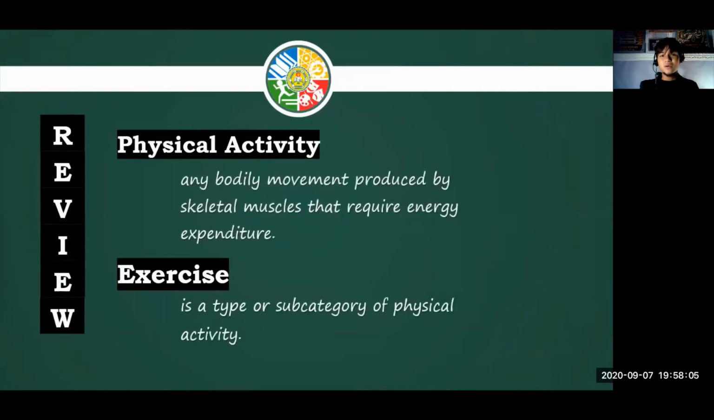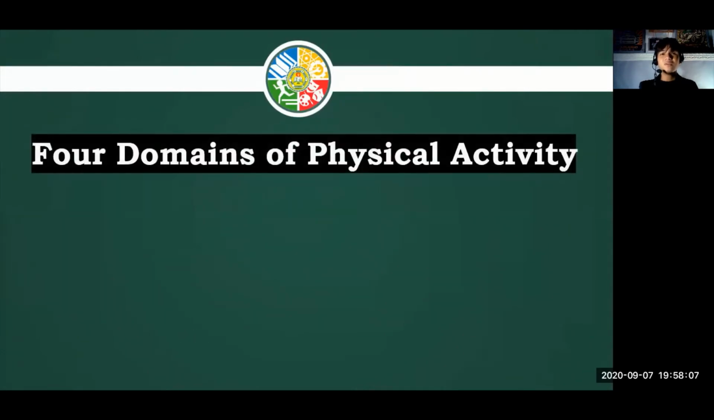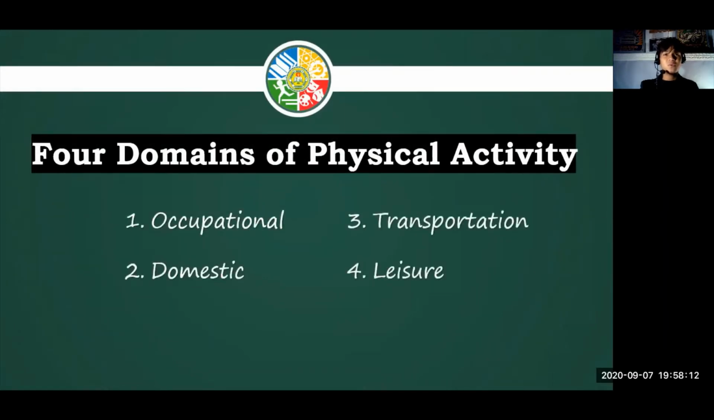The next thing that we talked about is the four domains of physical activity. Let us remember that these four domains also refer to the different reasons why we perform physical activity. The first one is occupational. Occupational refers to the movements that we do in relation to our role in society. For example, as a teacher, the movements that I usually do are checking your test papers, creating lessons, and climbing the stairs, because in our school we have lots of stairs.